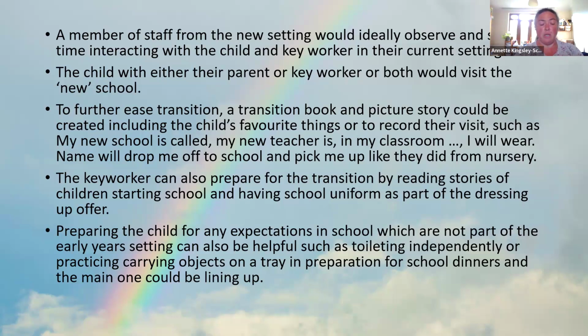The key worker can also prepare for the transition in the current setting by reading stories of children starting school, having school uniform as part of the dressing up offer, and preparing the child for any expectations in school, which are not part of the early year setting, can also be helpful, such as toileting independently or as independently as possible, practicing carrying objects on a tray in preparation for school dinners, and potentially lining up.